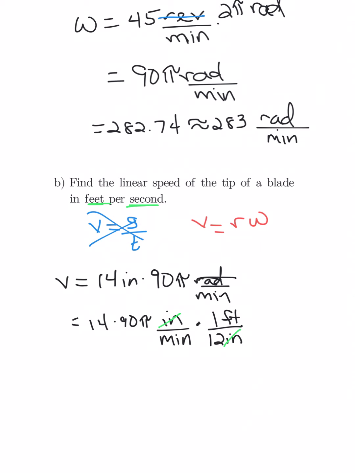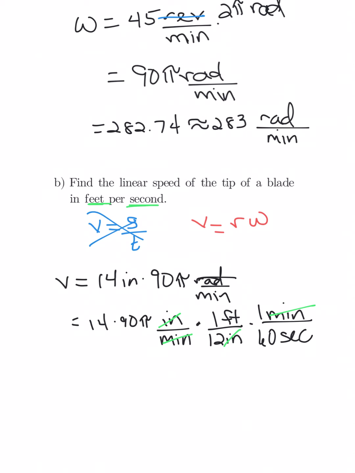Our time label needs to be seconds. We currently have minutes. So we need to use the relationship between minutes and seconds. We know that there are 60 seconds in 1 minute. This time we need the minutes to cancel out. So in order for it to cancel out, then it needs to be in the top. 1 minute equals 60 seconds. So now the minute in the bottom and the minute in the top have offset each other.